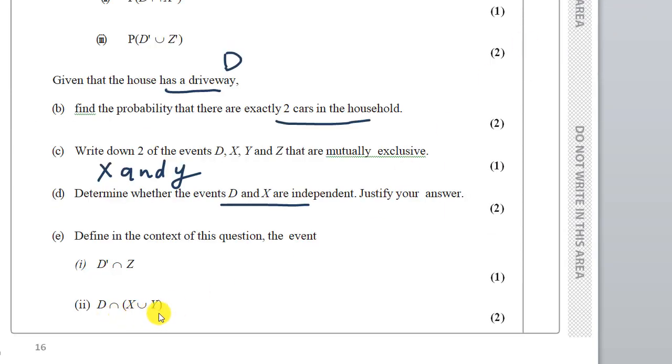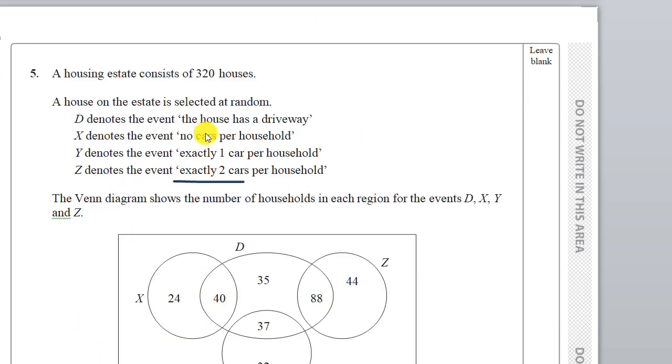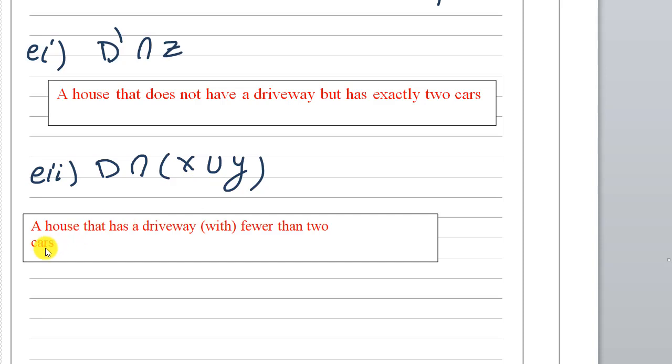Let us go ahead to another. Now D intersected with X union Y. X is no cars and Y has exactly 1 car. So the house has no car or 1 car. So the house has a driveway and has 1 car or no cars. So D intersected with X union Y is a house that has a driveway with fewer than 2 cars, with 1 car or no car. Okay, let us go ahead.